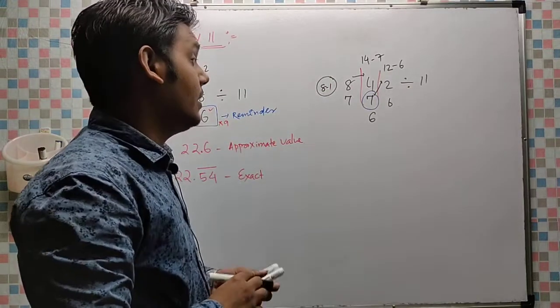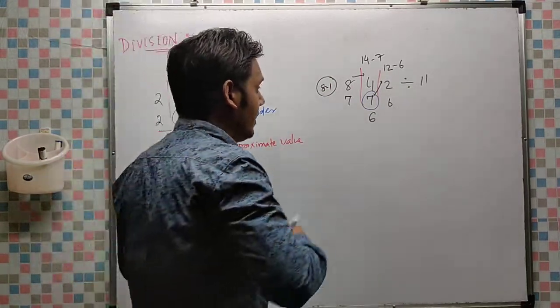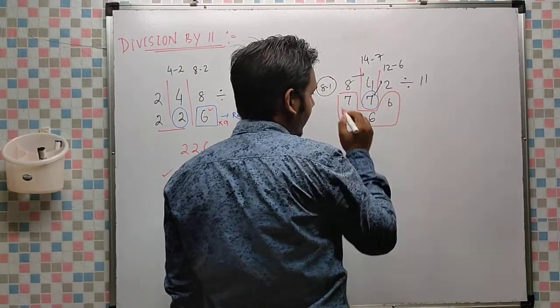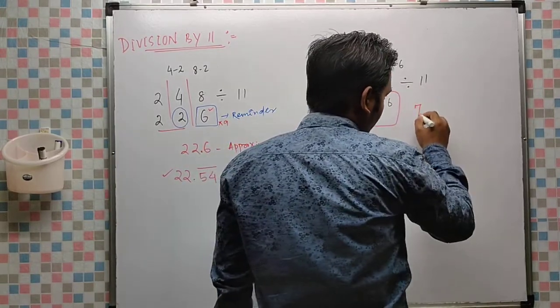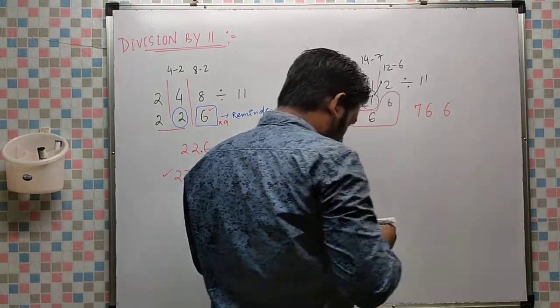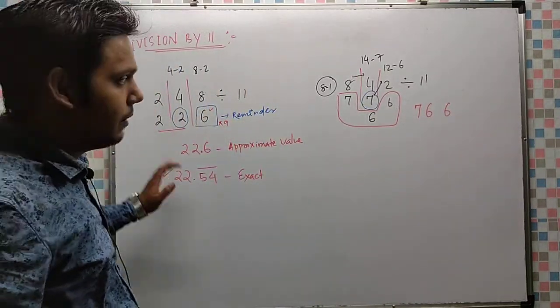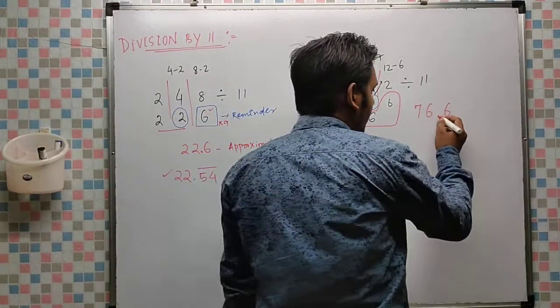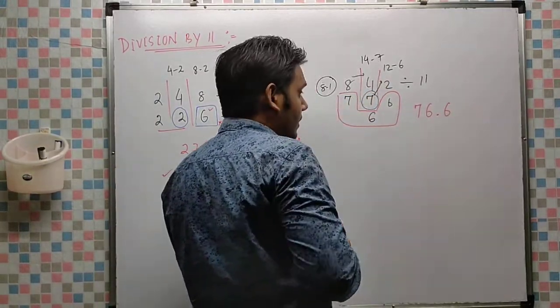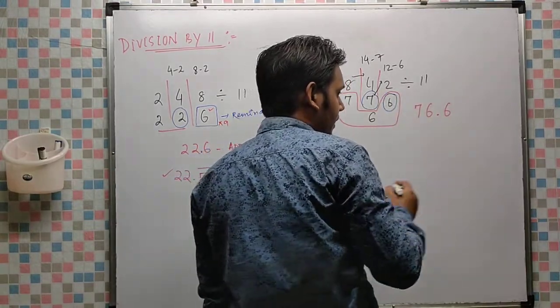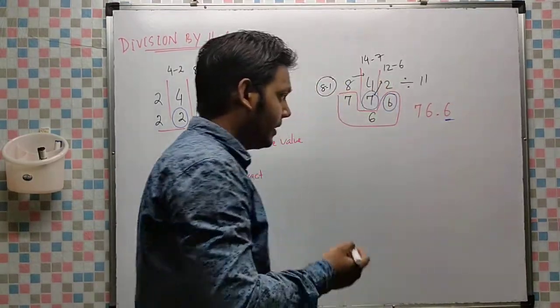So now I have 3 digits, and only the end digit you have to consider. That means 766. If you go for the approximate value, only the last digit, that means the remainder, is kept. What is the remainder here? 6 is the remainder here. Only the remainder you keep after the decimal.